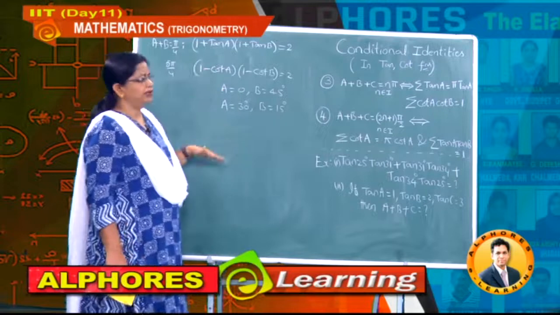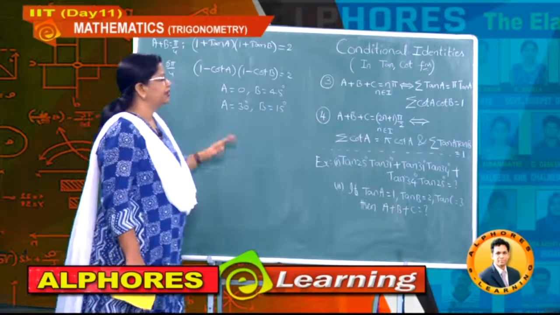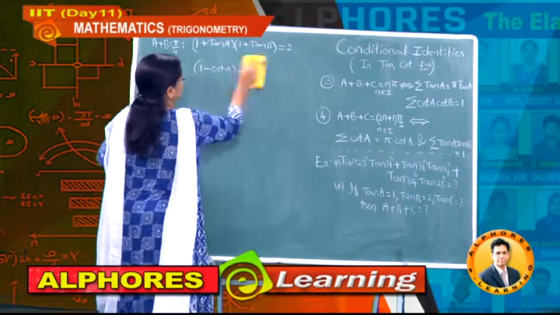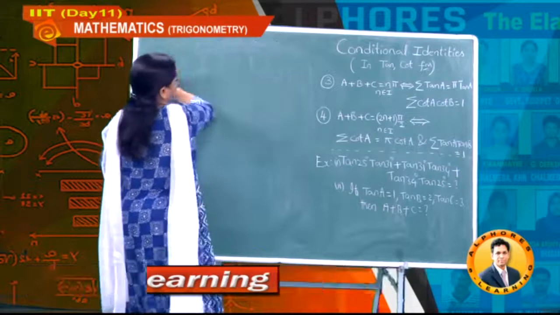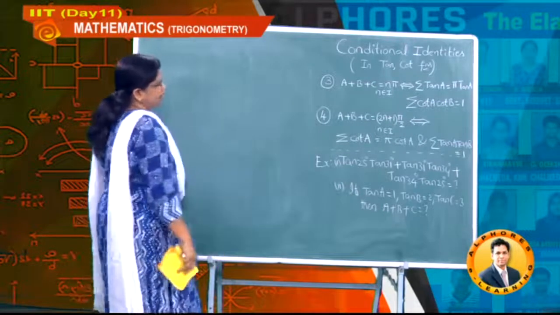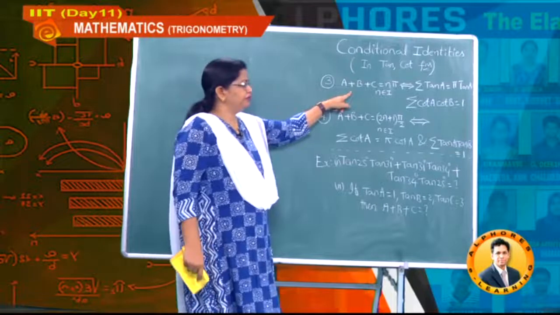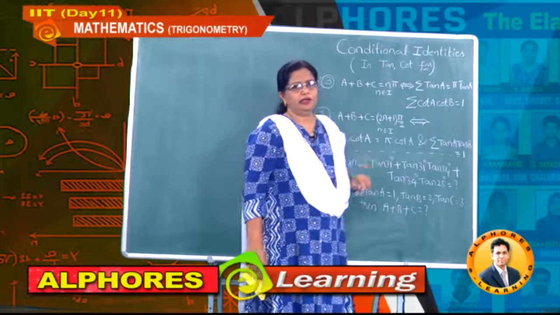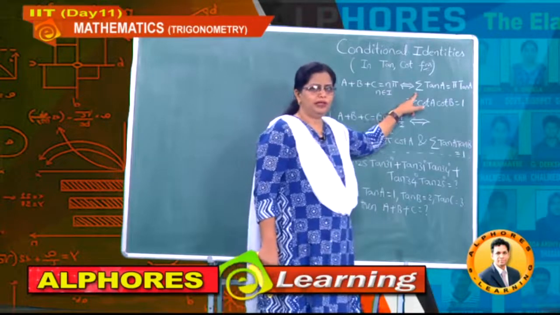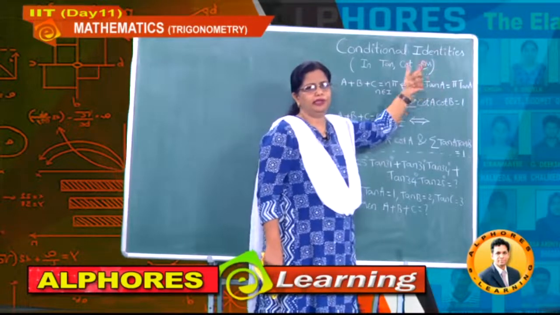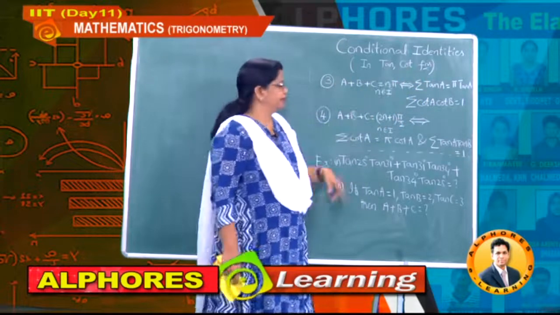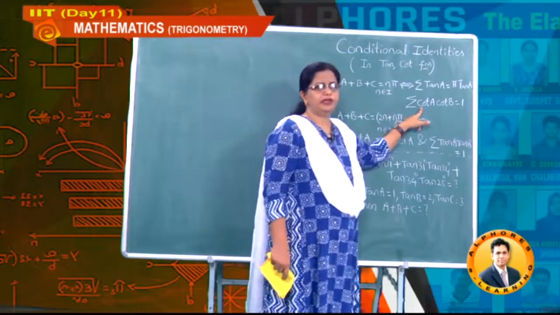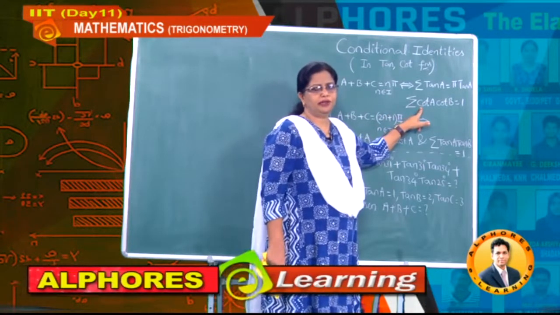These we discussed in the previous session. Now let us continue with other values, that is A + B + C equals n pi, where n is an integer. Whenever A + B + C equals n pi, we have sigma tan A equal to pi tan A. What is the meaning? Tan A + tan B + tan C equals tan A into tan B into tan C. And cot A cot B + cot B cot C + cot C cot A equals 1.